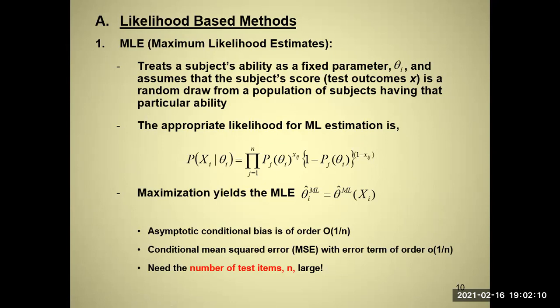In the likelihood-based approach, digging a little bit deeper, you get these maximum likelihood estimates. For the MLE, it treats the subjects, the students or survey respondents, and their ability as a fixed parameter, theta sub i, and assumes that the subject's score, that is the test outcomes X, is a random draw from a population of subjects having that ability parameter. Then we write the approximate likelihood for the ML estimation in the following manner.